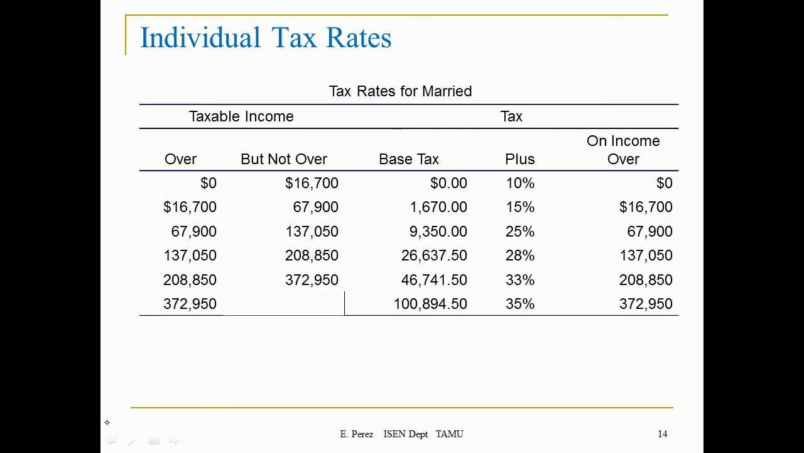So here is the information for married couples. Again, it basically follows the same format, but the numbers are different. For instance, now the first range goes from 0 to $16,000, and again, you have a base tax of 0 plus 10% of any income that you made over $0.